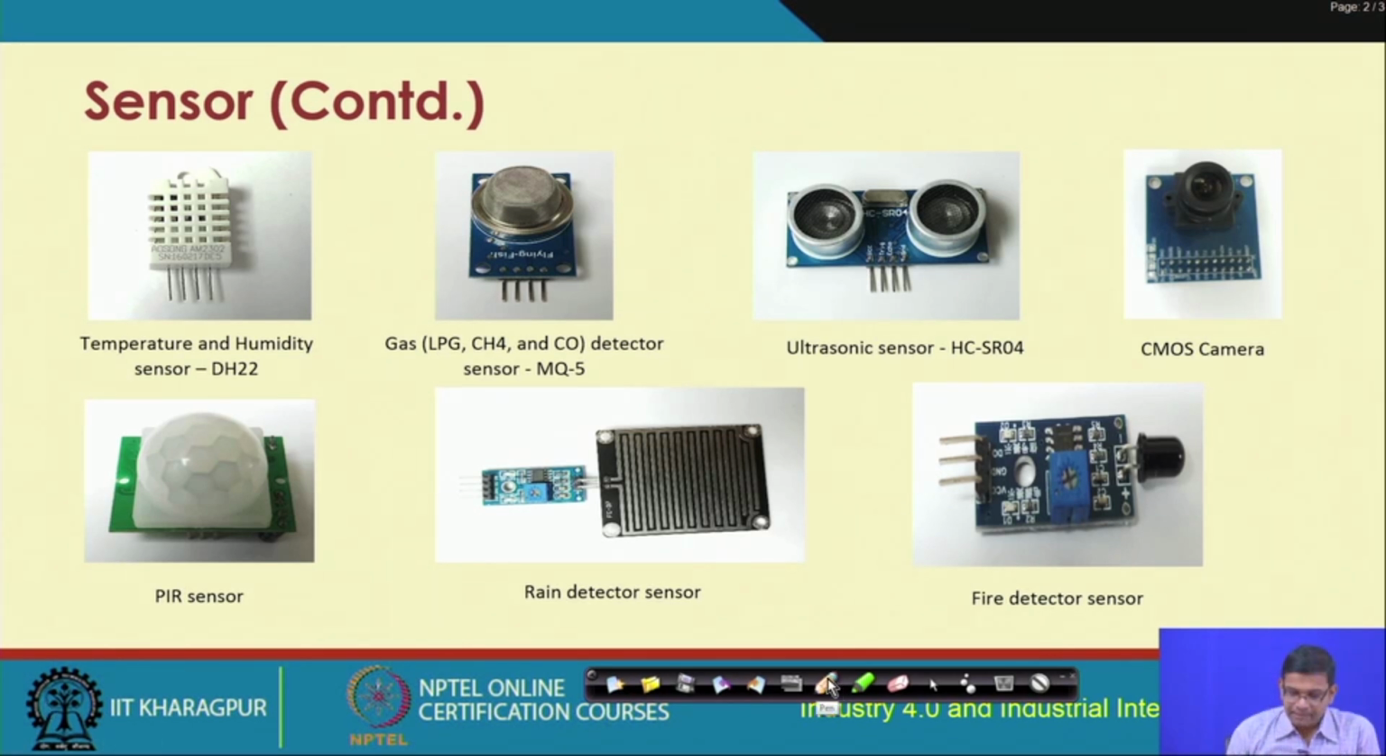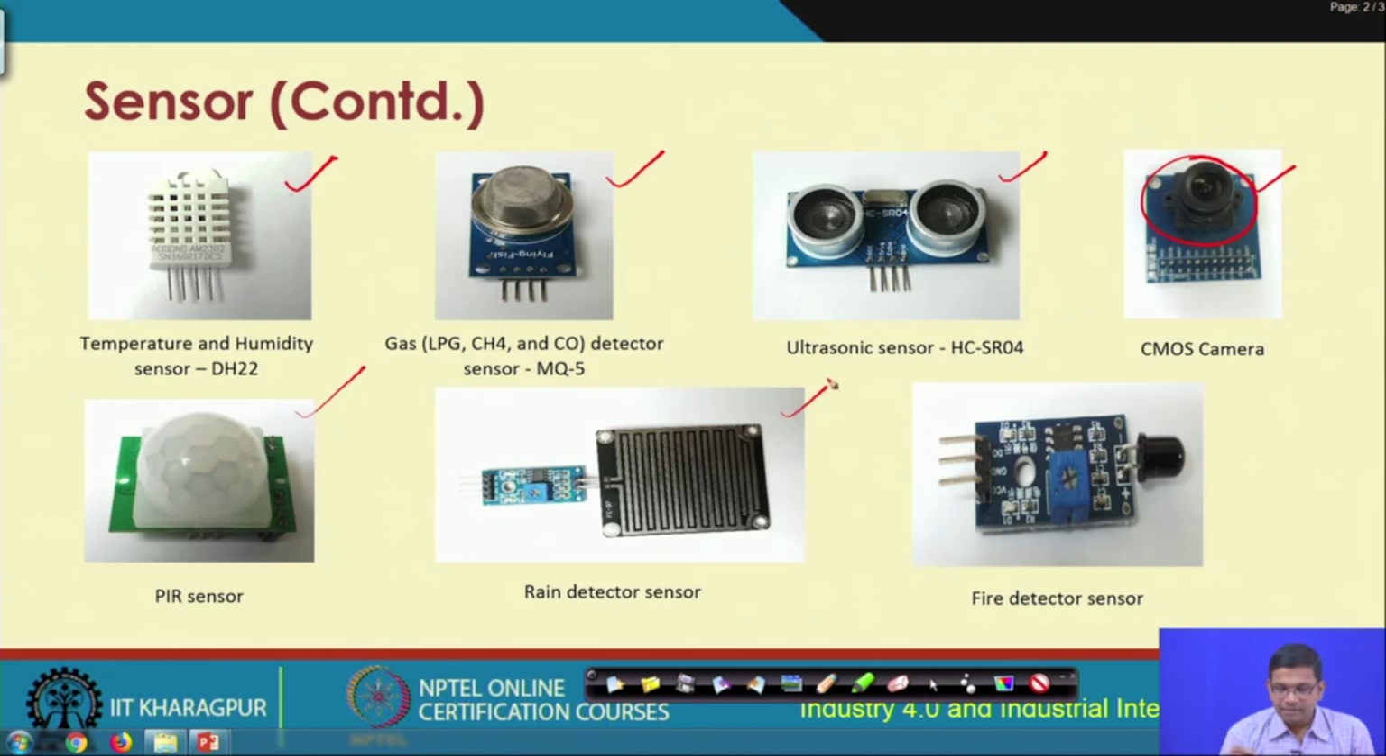So, this is a temperature and humidity sensor. This is a gas sensor for detecting LPG gas, methane, carbon monoxide and so on. This is an ultrasonic sensor. This is a camera sensor. You can see the camera over here. This is a PIR sensor. This is a rain detector sensor, and this is a fire detector sensor. So, you have so many different types of sensors.